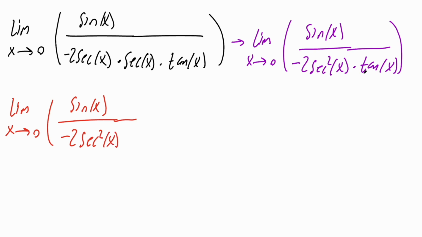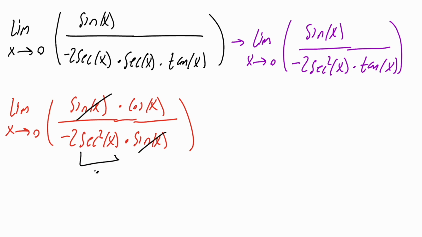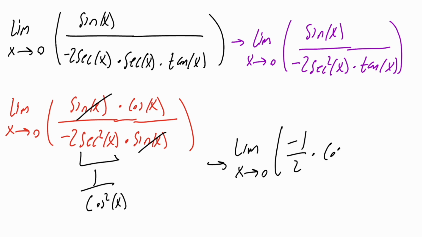Now instead of tan x, we know tan x is sine x divided by cosine x. So we could say times sine x divided by cosine x, so cosine x would be in the numerator. By doing this, sine x cancels out, and we have to remember secant squared x is 1 over cosine squared x. So instead, we can write what we have as the limit as x approaches 0 of negative 1/2 times cosine cubed x, because this cosine squared x is going to go to the numerator. Cosine squared x times cosine x is cosine cubed x, and we have 1 divided by negative 2.